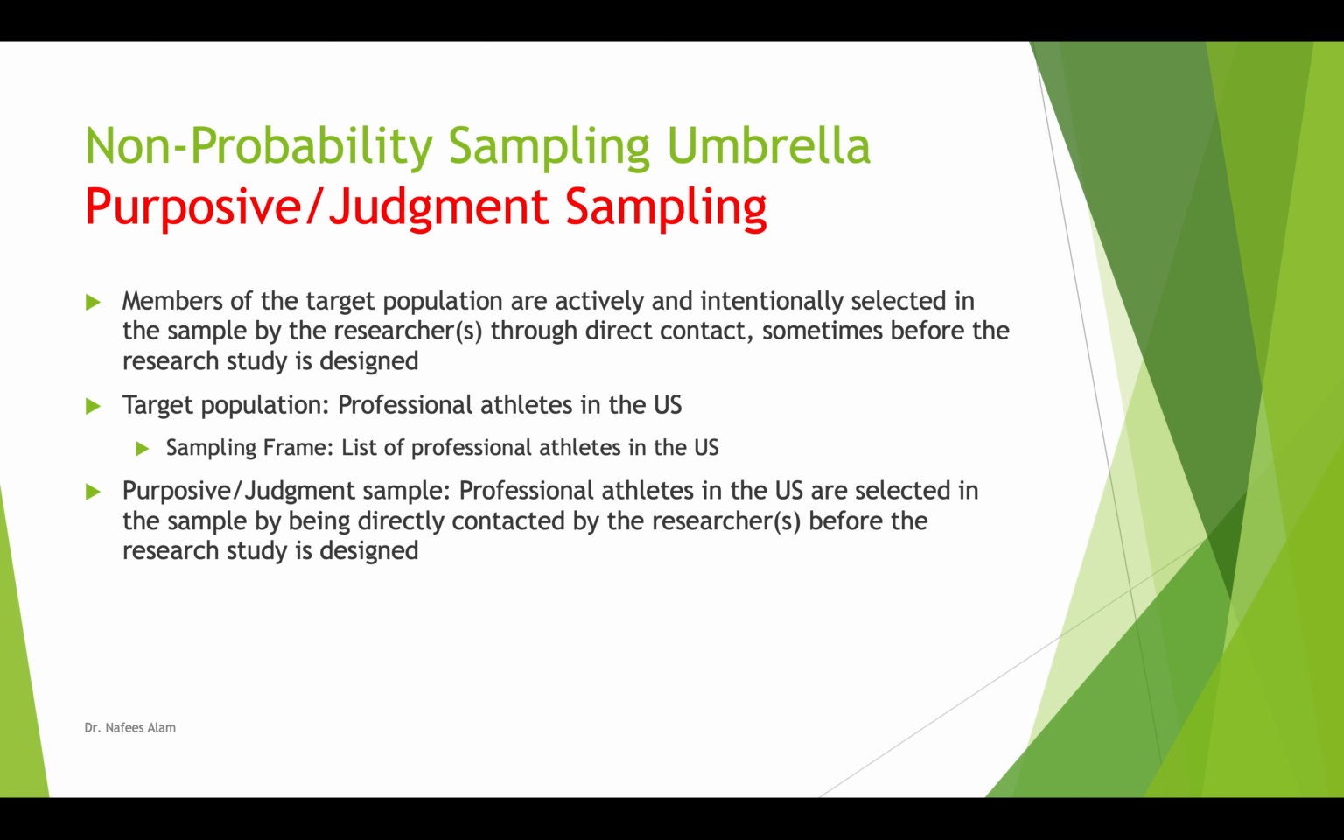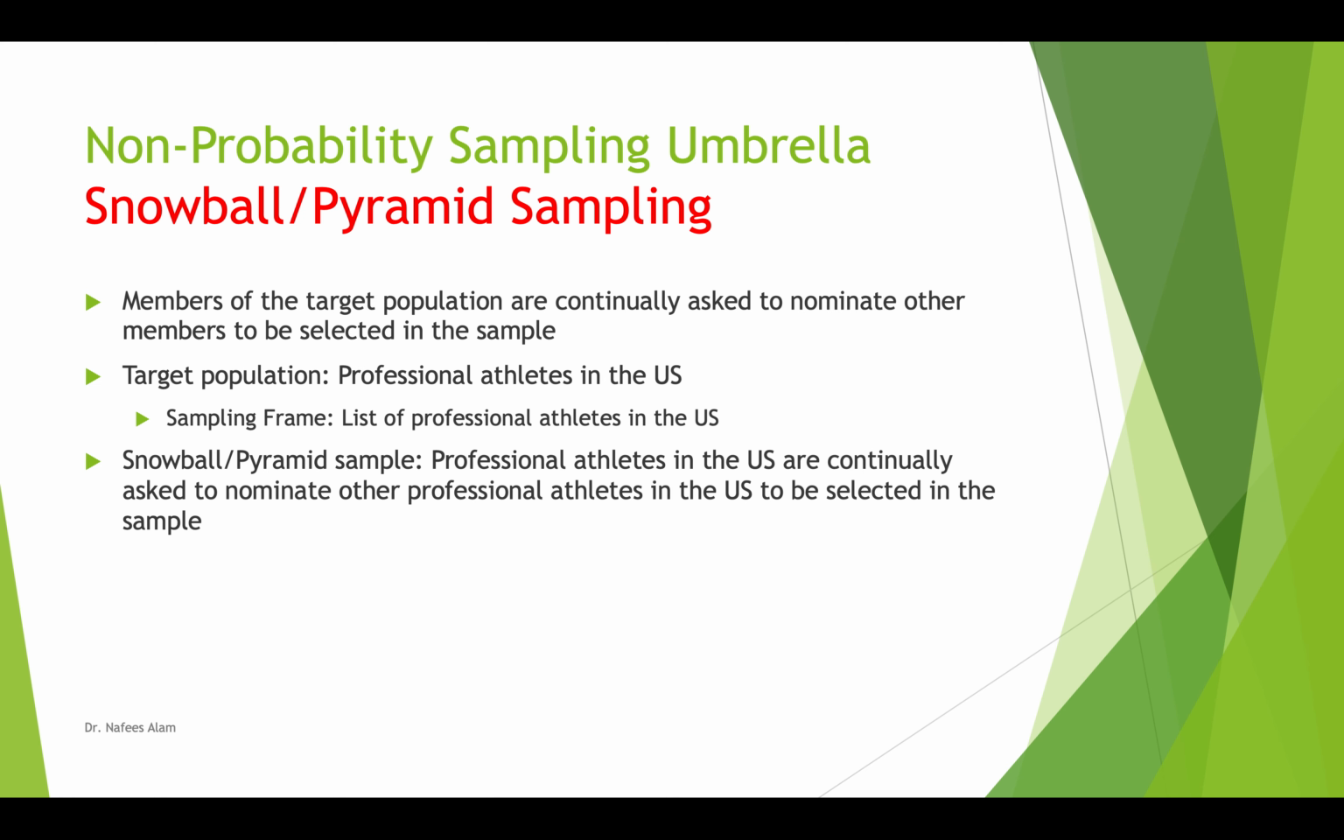So once again, the target population being professional athletes in the United States, sampling frame being list of professional athletes in the United States. When we're doing purposive judgment sampling, professional athletes in the United States are selected in the sample by being directly contacted by the researchers, let's say in this example, before the research study is designed. Not necessarily always the case, but that's generally the case. You design the study based on the sample that you'll have available to you for the most part.